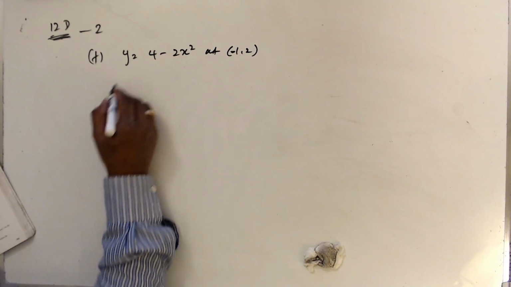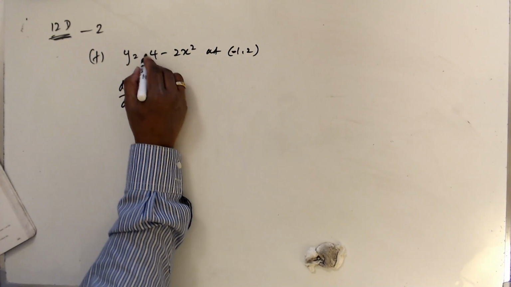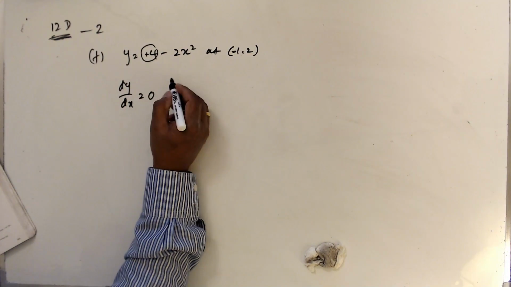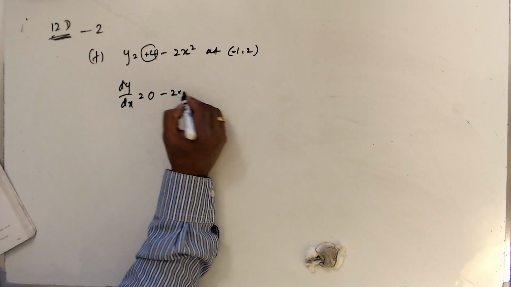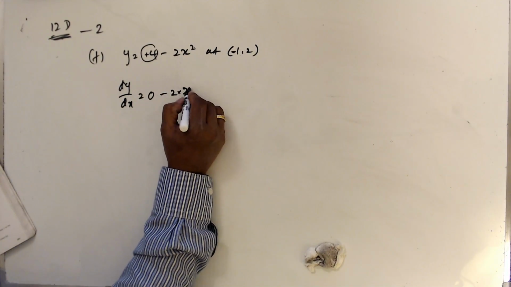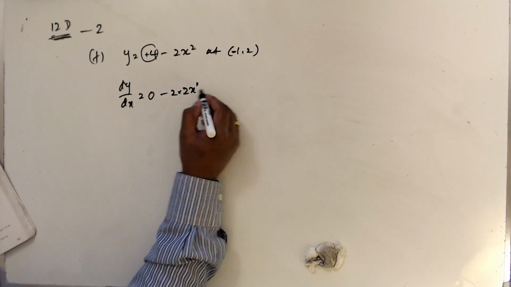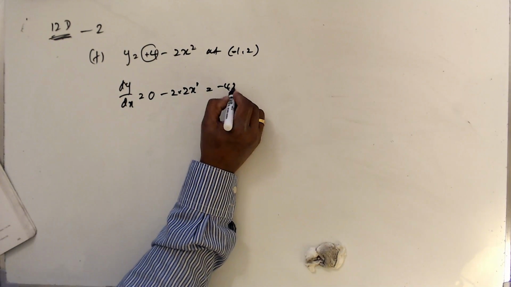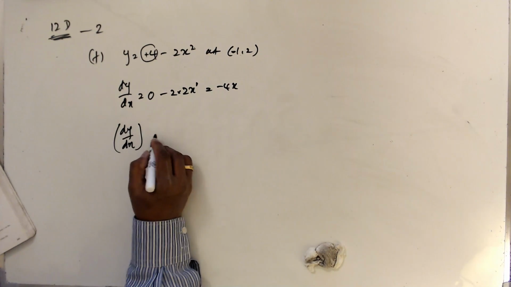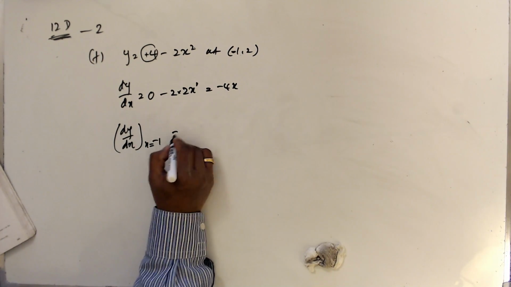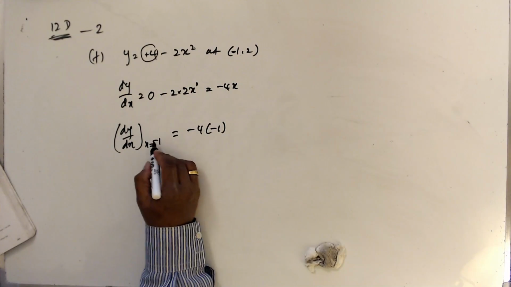Part F, dy over dx, the constant differentiates to 0. So this is minus 2, and then we'll leave it separately, and then 2x. 2 minus 1 is 1. So the final answer is minus 4x. So dy over dx when x equals minus 1, the answer is minus 4 times minus x.